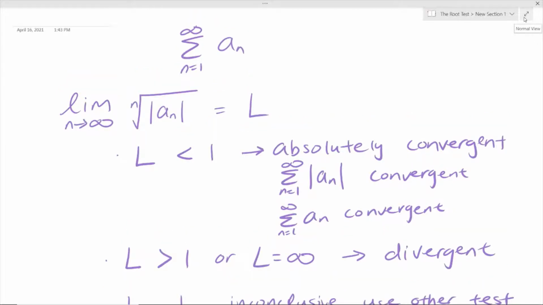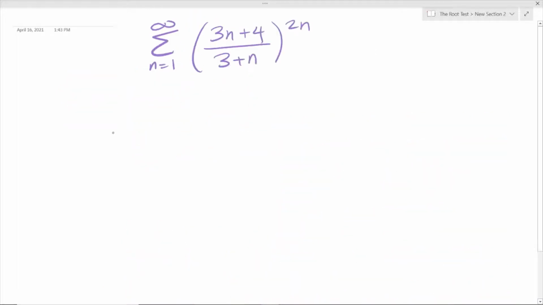So now let's dive into an example. Say we have a series that looks something like this, and we want to determine whether it converges or diverges. So let's evaluate the limit. The limit as n goes to infinity, and according to the root test, we have this root here, the nth root of the absolute value of an. Root test, there's a root, you can see that. That's why it's called the root test.